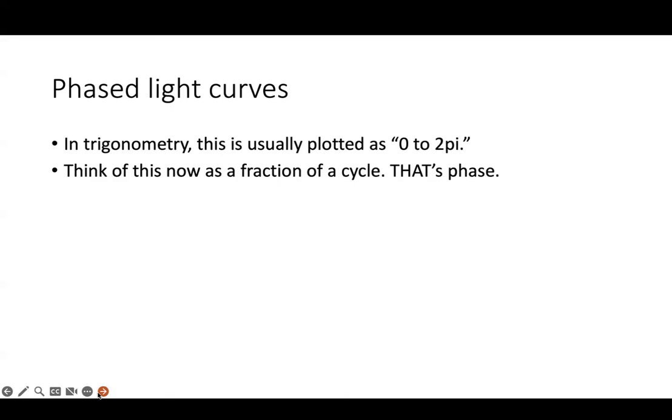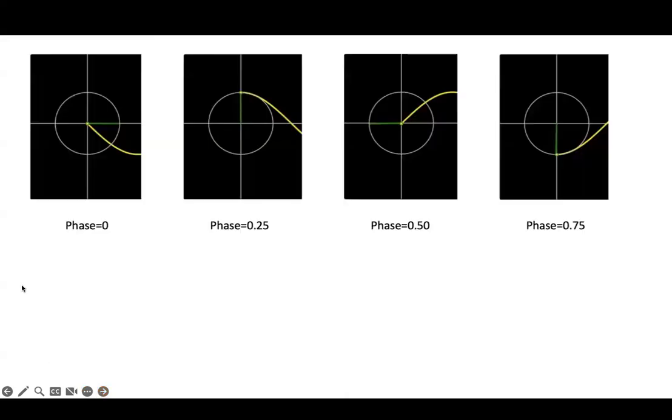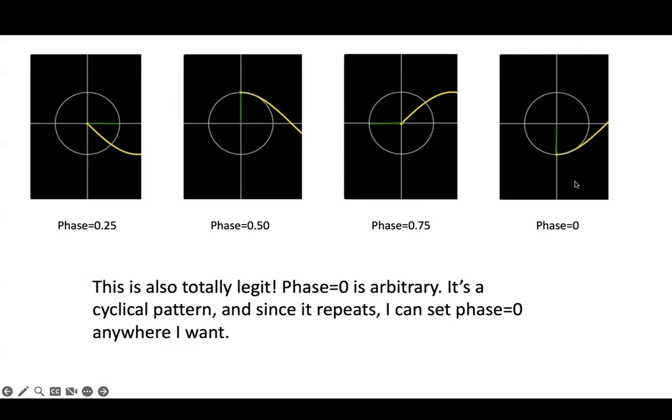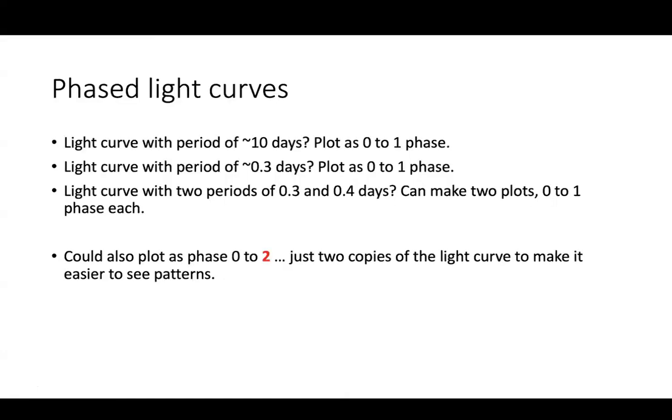But now we're going to think of that as a fraction of a cycle. That's phase. So you can say this is phase 0, this is phase 0.25, this is phase 0.5, this is phase 0.75. But you can also start that arbitrarily someplace else. That can be phase 0.25, that can be phase 0.5, that can be phase 0.75, and that can be phase 0. That's also totally legit, because whatever you call phase 0 is totally arbitrary. It's a cyclical pattern. It repeats. I can set phase 0 wherever I want.